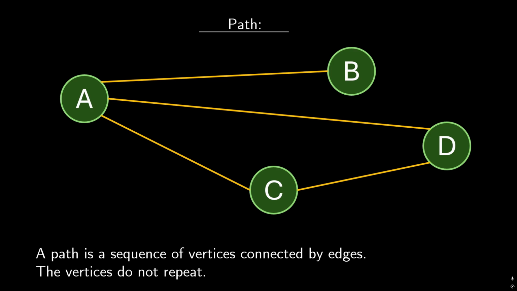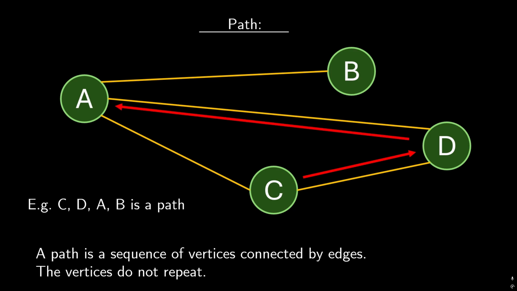For example, let's say I start from C. I can walk to node D using some edge. I can walk from D to A using some edge, and then I can walk from A to B using some edge. Now take note here that in the path we don't repeat vertices, so we will never revisit vertices. So this is the definition of a path of a graph.